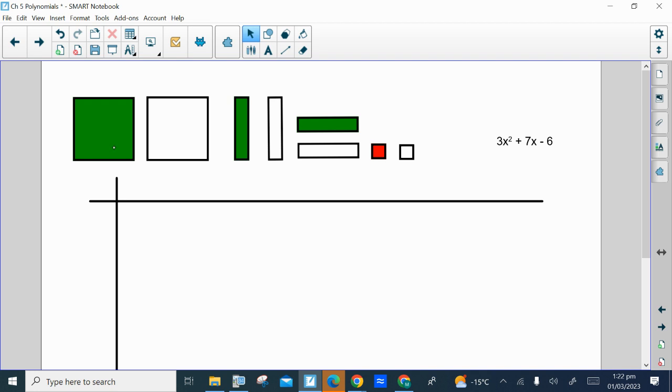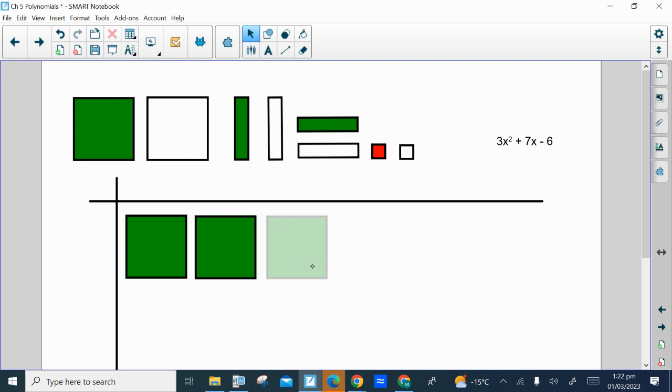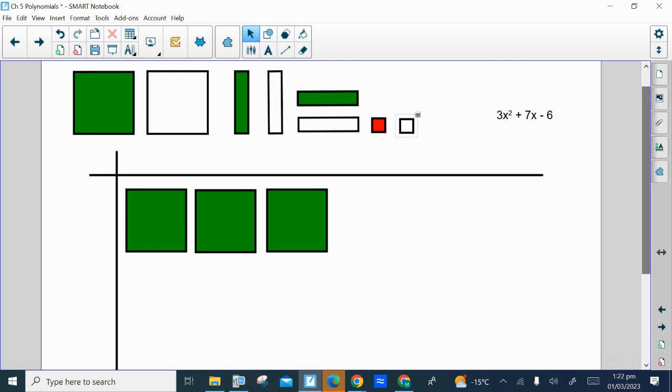So the x squareds go in the top left. You can either build the 3x squareds like that, 1 high, 3 wide, or you can do it the other way, where they're stacked on top of each other. But they stay together. Now we have -6 to build in the bottom right. So that will be 6 -1 tiles.